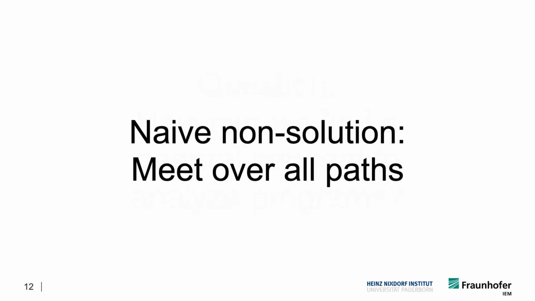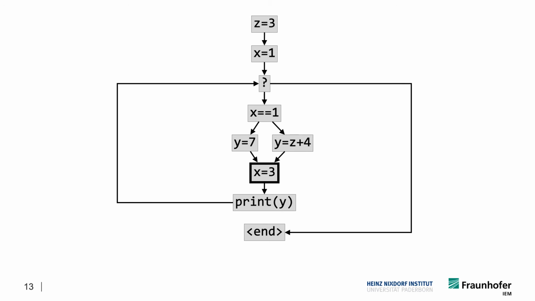Now, there is a naive non-solution that I briefly want to talk about because conceptually it's sort of the optimal solution that you could think of if you were to be able to compute it. So let's take a look at this program again. And now let's assume that we want to compute in particular the constant values that we have at this program statement here, okay? And now conceptually what the so-called MOP solution, the meet over all paths solution computes is the following.